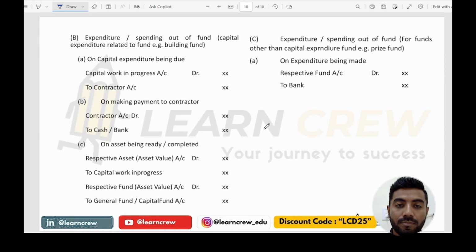Done. Then we saw the income. Now we'll see the expenditure. How do we record the expenditure?